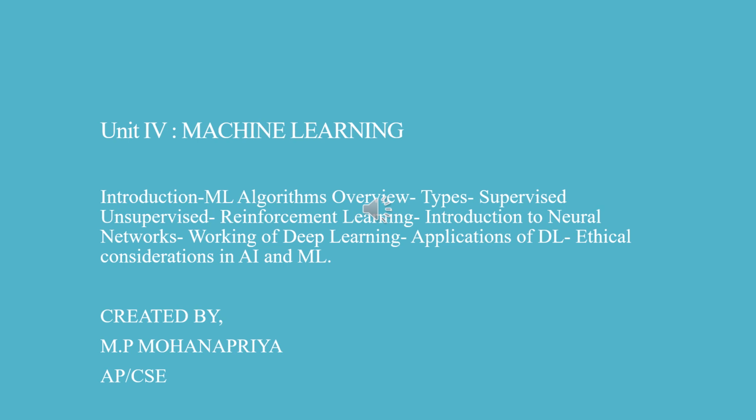Okay, today we are going to see unit 4 of artificial intelligence. Unit 4 of the topic is machine learning. Coming to the introduction, we will cover ML algorithm overview and types, and then an introduction to neural networks. How they work in deep learning, what the applications of DL are, and ethical considerations of AI and ML. These are the introduction part of machine learning. We will see a brief explanation of unit 4.